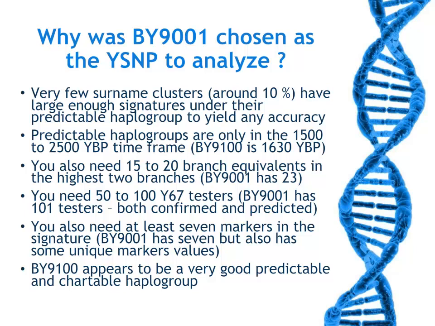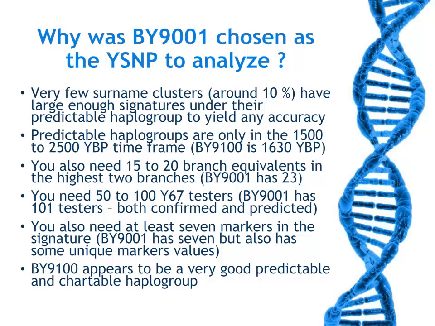So this is why BY9001 was chosen, other than his father, grandfather, or sons and grandsons. First of all, very few surname clusters, only around 10%, have large enough signatures to be predictable under any haplogroup. So you really need to pick one in the time frame of 1500 to 2500 years before present. And BY9001 is 1630 years before present. So this is a good acceptable time frame for a branch.